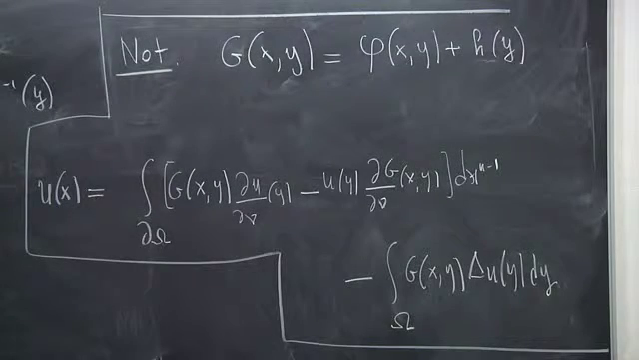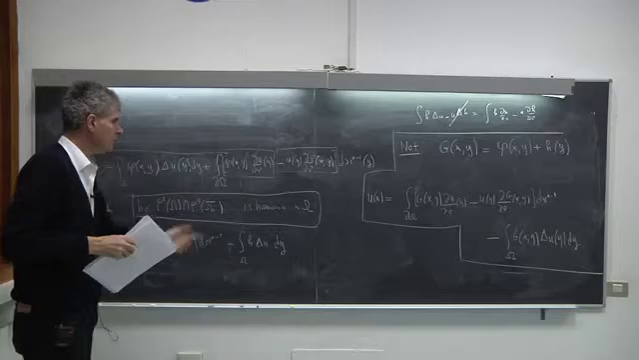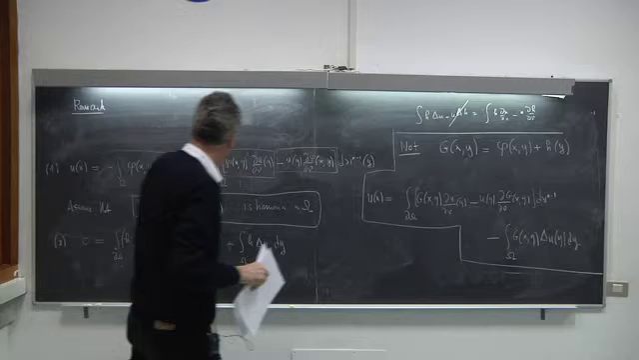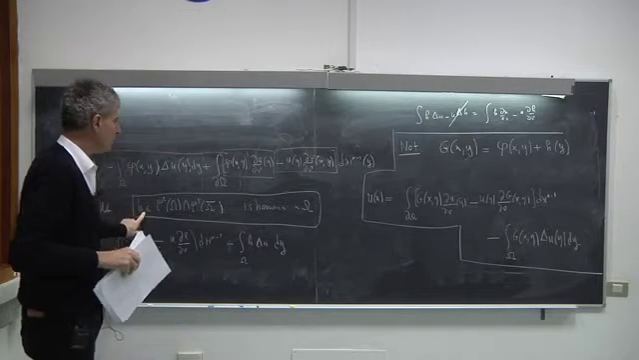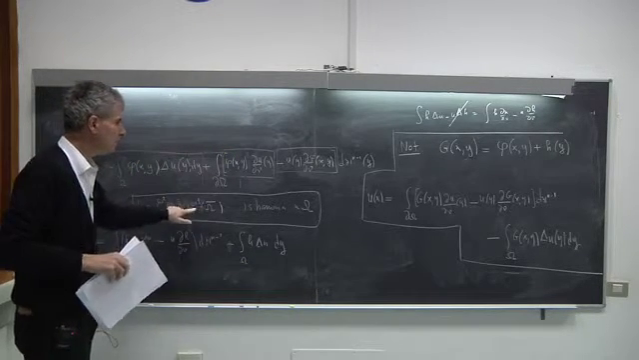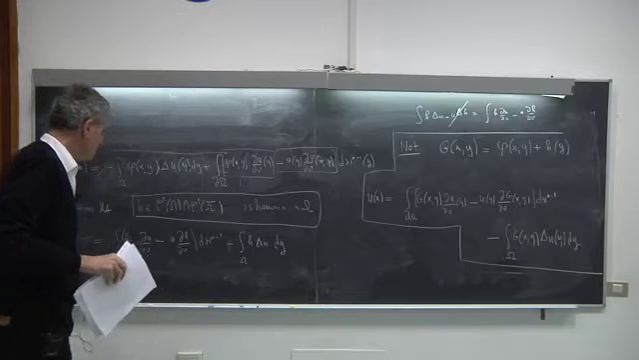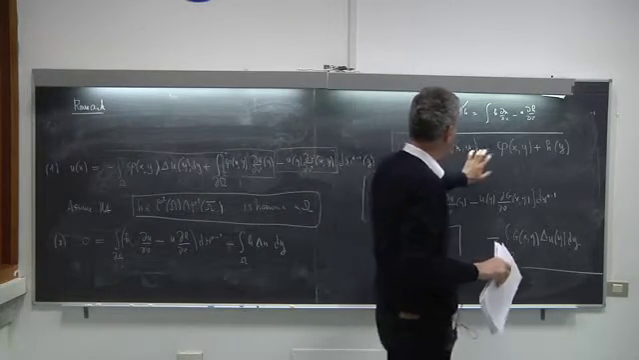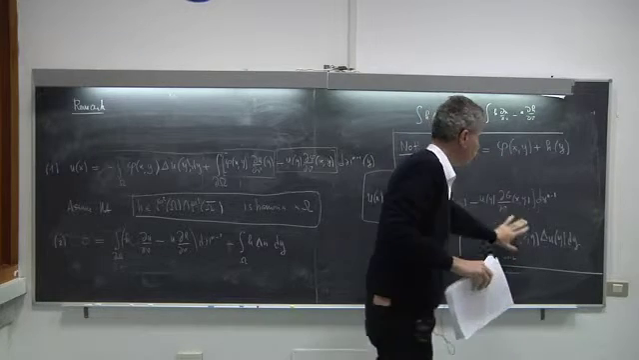And now let me make this comment. Remark. This formula is valid when u is sufficiently smooth, when I am able to find such a harmonic function with this regularity, and under the assumption that omega is bounded and smooth. If I define capital G like this, I have always this.